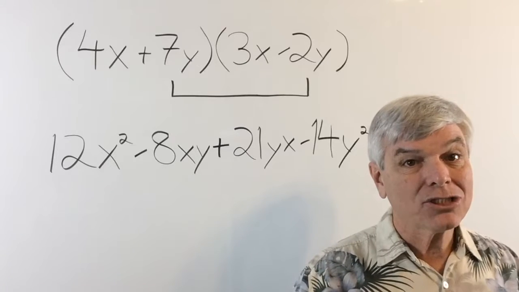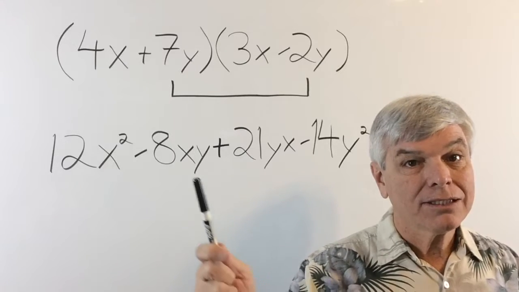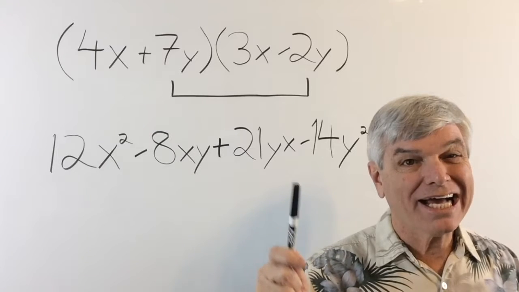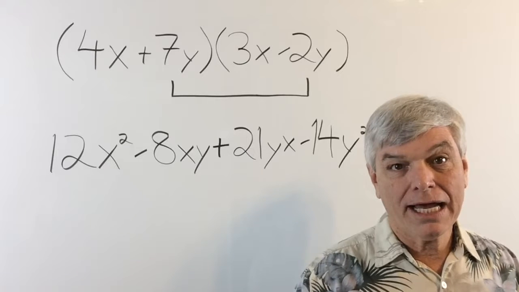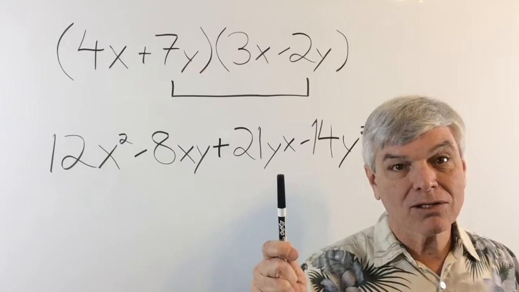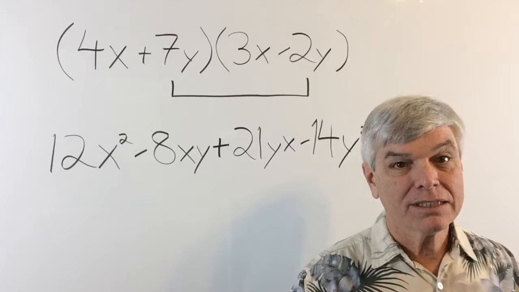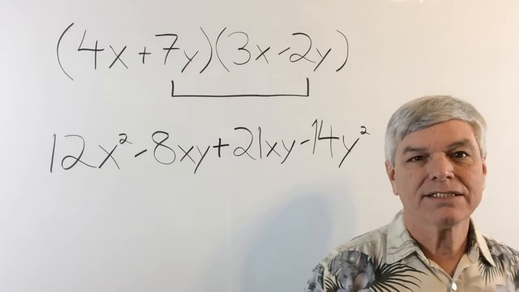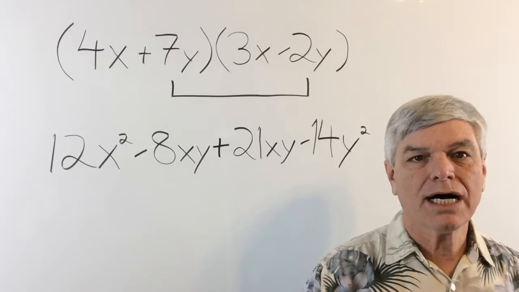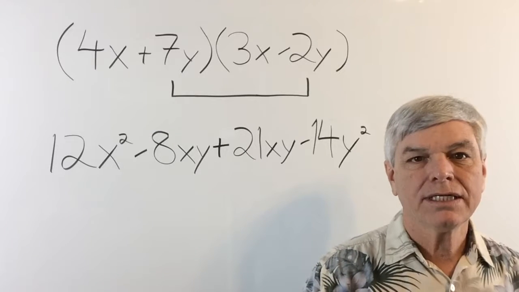Now, I did that to show you what can happen. You're looking at xy here and yx here, and they look like two different terms, and they're not. Okay? And if you would have put that in alphabetical order, you wouldn't have had that problem. So shame on you. Don't do that again. Well, there you go. That's much better. xy, and now we can add these terms.